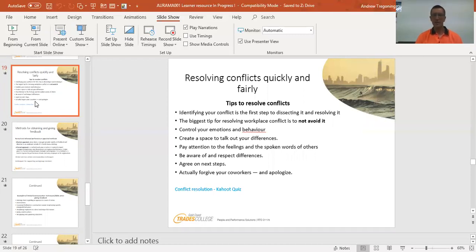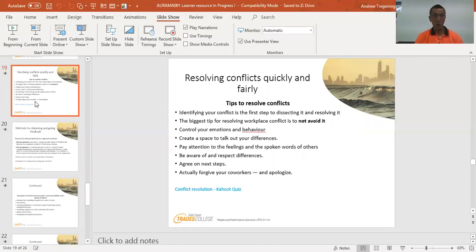Control your emotions and behaviour. A crucial part of any communication is to be able to control your own emotions and your own behaviour. So be mindful of the things that you're saying and things that you're doing, your behaviours and your emotions, and learn to control those in your communication.